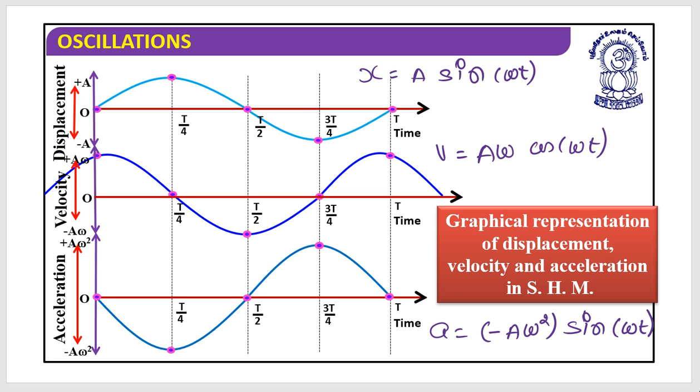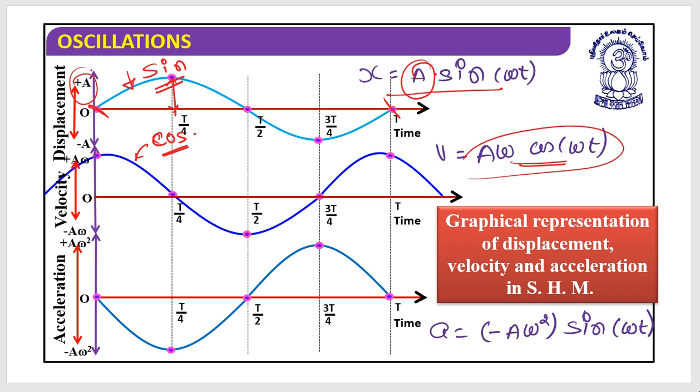So this is the graph of the sine. When you are given a sine function, its graph will look like this. It has amplitude A, so that's why this distance we have denoted as A. This is the graph of the cos, which represents v equals A omega cos omega t. I hope this is clear.